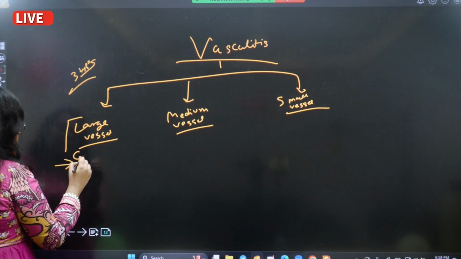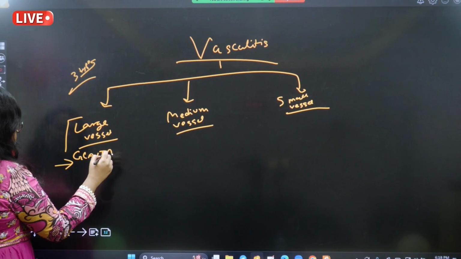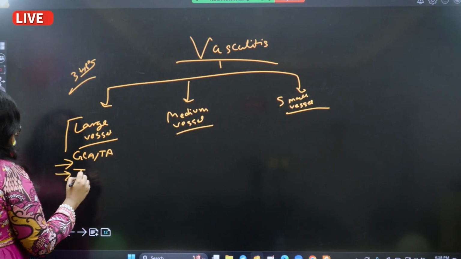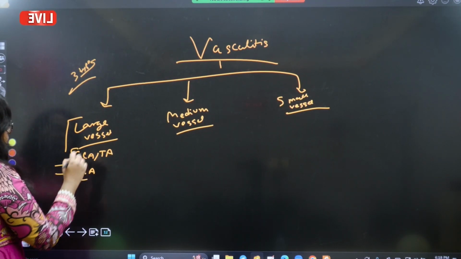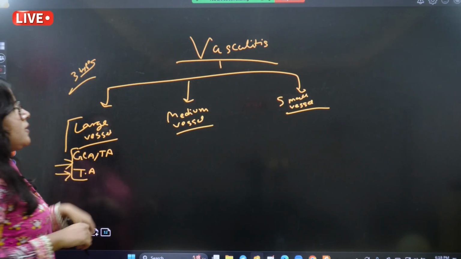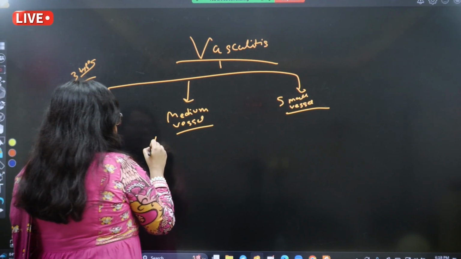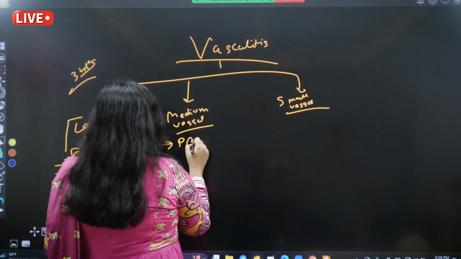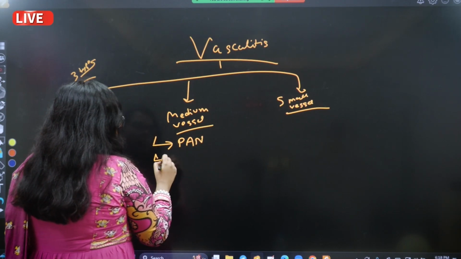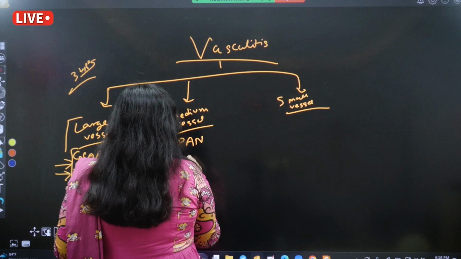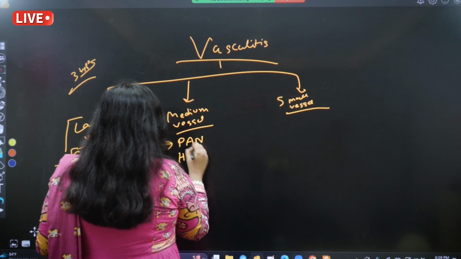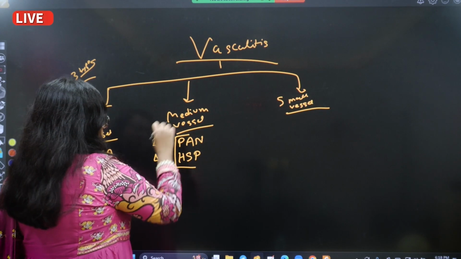Number one is the giant cell arteritis or the temporal arteritis. And number two is Takayasu arteritis. These two are mainly important, large vessel vasculitis. And for the medium vessel vasculitis, examples are polyarteritis nodosa or the PAN. And the second one would be Henoch-Schönlein purpura or HSP. These are the two important examples for the medium vessel vasculitis.